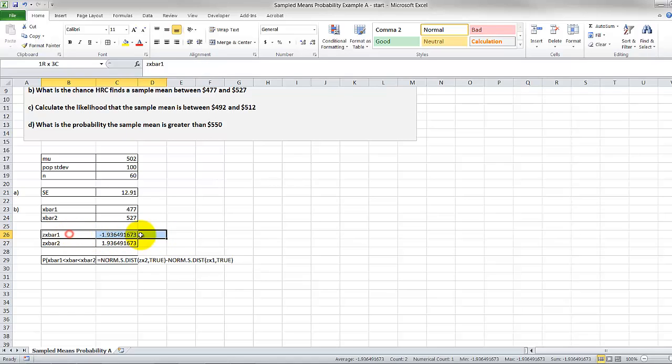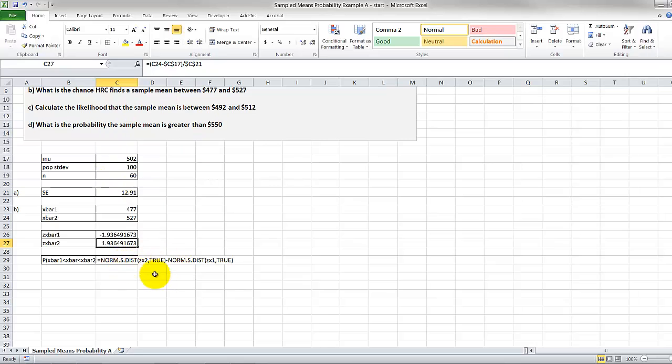I knew this was going to be a negative z-score because it's to the left of our mean. 477 is less than 502. And I knew this would be positive because 527 is greater than 502. So if you didn't know which way to do this difference, maybe you're confused and said, okay, I need a z for x bar 2, and I'm going to take 502 minus 527. Well, that's going to be a negative value. So we know it's positive, and once you identify the positive or negative sign, you can take the difference correctly. And then all you have to do is calculate that standard error to get your z's.